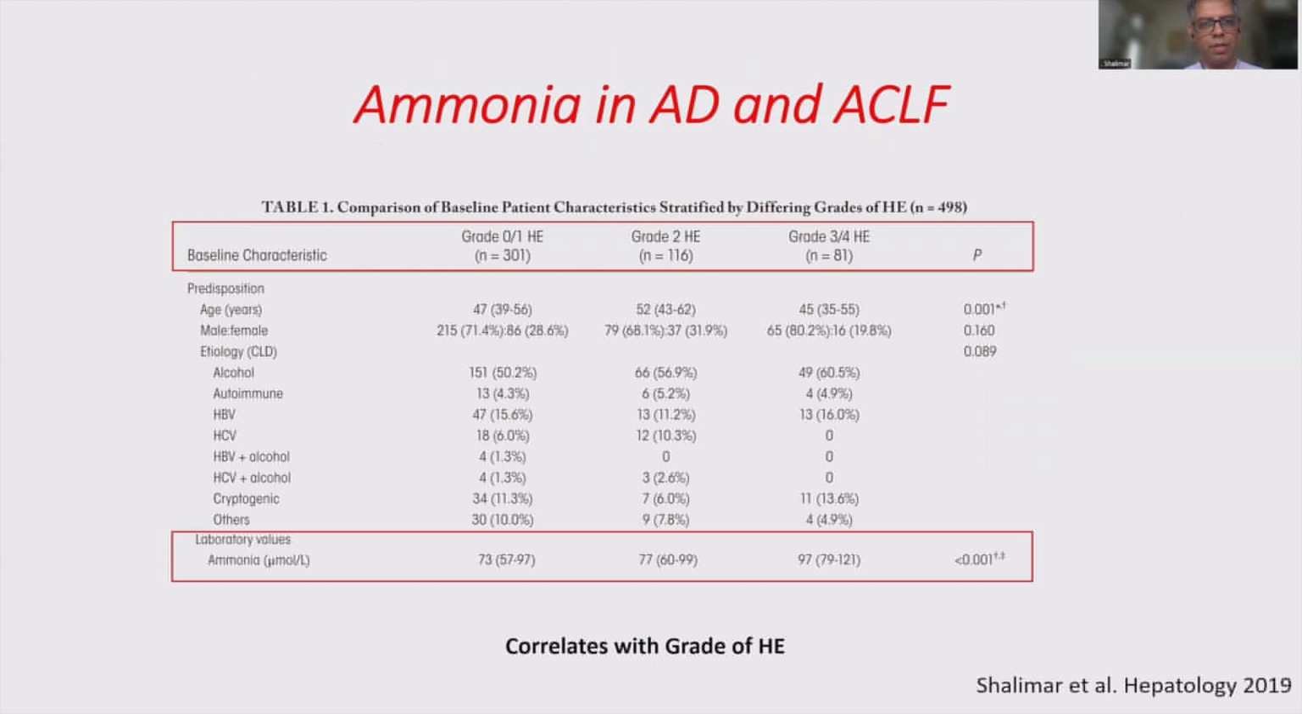This study from our center, which also included patients from the UK, that is Professor Jalan's group, we included patients who had acute decompensation and acute on chronic liver failure. When patients were categorized based on the different grades of hepatic encephalopathy, higher ammonia levels were seen among patients who had grade 3 and grade 4, that is advanced hepatic encephalopathy, compared to those who had grade 0 or grade 1 hepatic encephalopathy, thereby suggesting a possible correlation of ammonia levels with grades of hepatic encephalopathy.